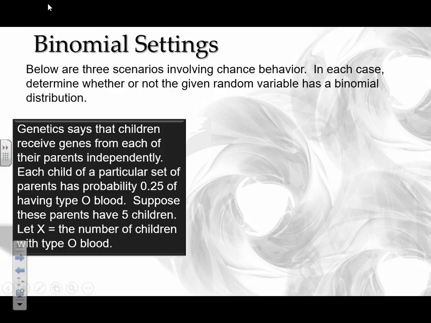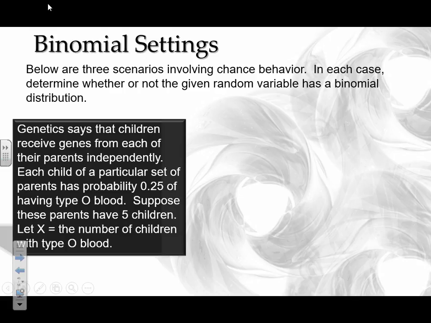Setting number one. Genetics says that children receive genes from each of their parents independently. Each child of a particular set of parents has a probability of 0.25 of having type O blood. Suppose these parents have 5 children. Let the random variable x be defined as the number of children with type O blood. Okay, so this is our scenario. We need to determine if this dictates a binomial setting.